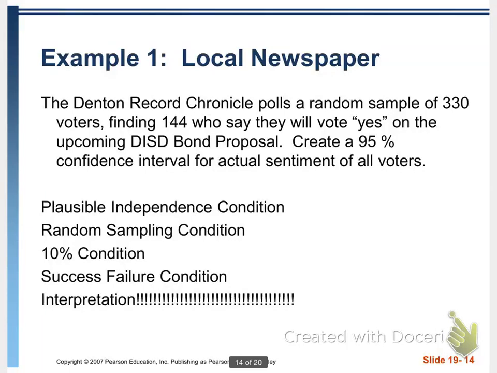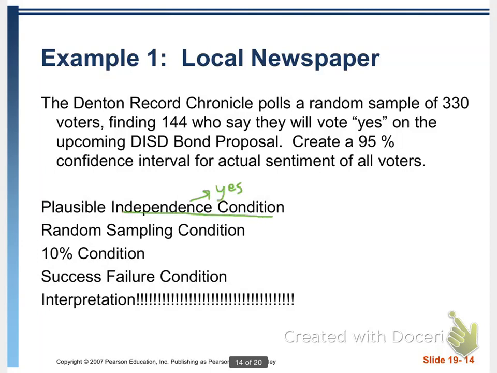So in this example, the poll by the Denton Record Chronicle gives us some information. So we need to check these conditions, and then we'll go ahead and make our confidence interval. Okay, a 95% confidence interval. So the first thing we do is, is it independent? Does it seem reasonable?